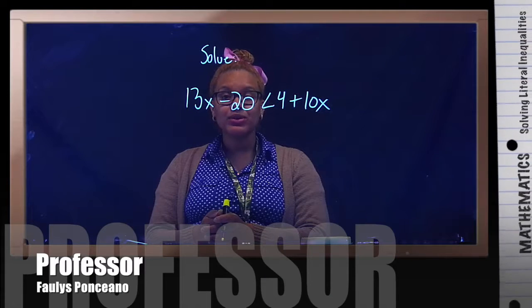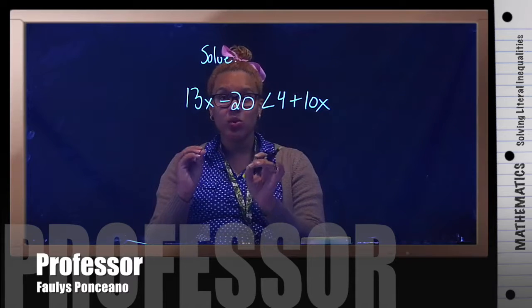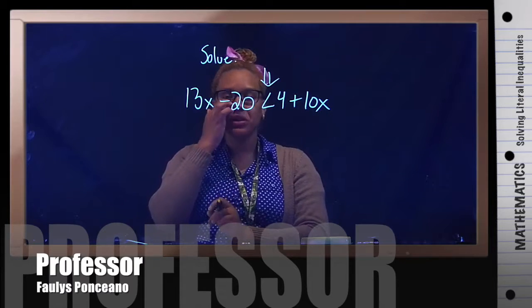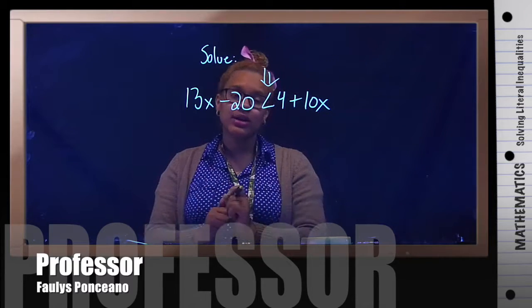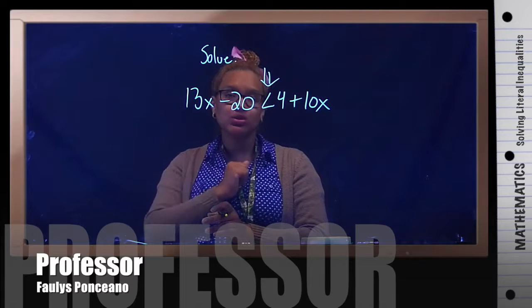In this example, we're going to solve for x. This equation is involving inequalities. Okay, you see the inequality symbol? Something different. Now, we're going to ignore the inequality symbol until the end. We're going to solve just like if it was an equal sign there.